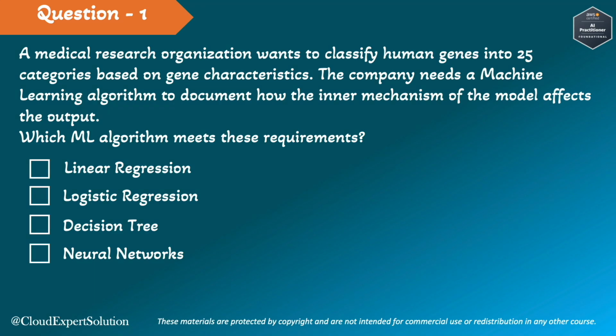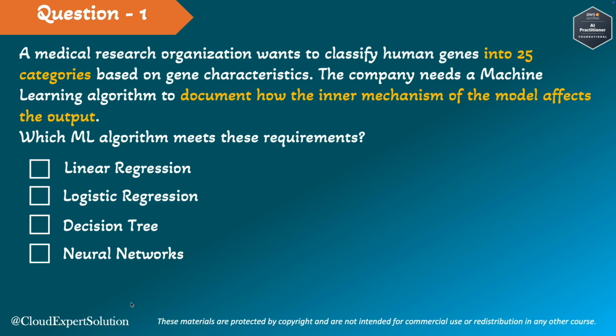Now let's identify some critical words or phrases in the question. If you pay attention, this question talks about classify human genes into 25 categories. That is, we need a classification model. Then document how the inner mechanism of the model affects the output. This phrase is talking about interpretability of the model. We need highly interpretable classification models. Hence the answer is decision tree. But if you are not sure about the correct answer, then let me show you the method of elimination to figure out the correct answer from the given options.